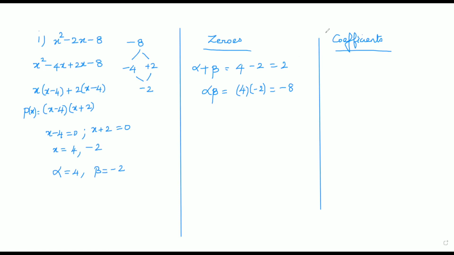Before we cross-check, let's write the coefficients. A is the coefficient of x square, which is 1. B stands for the coefficient of x, which is minus 2. And C stands for the constant, which is minus 8.